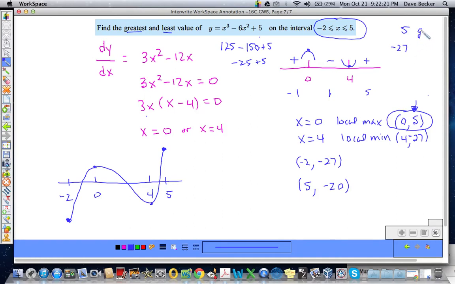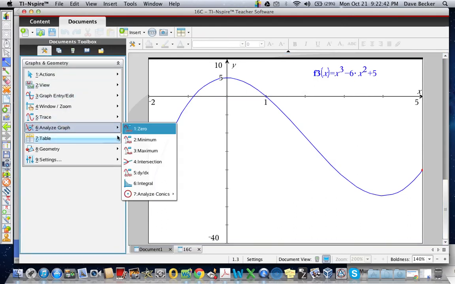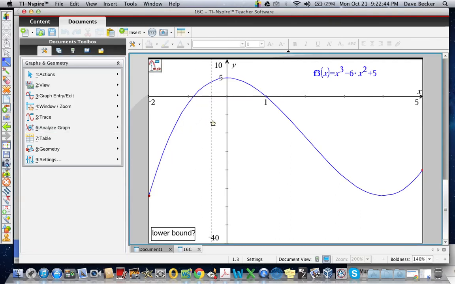So this is the greatest and the least. Okay? And let's check that out on our graph. I graphed it for you, but this could be a problem where you don't have a graph. Okay, so the greatest value is right here. Let's analyze the graph. Maximum, we said, was at 5, which is correct. And the least value is negative 27. So let's see if that is here.